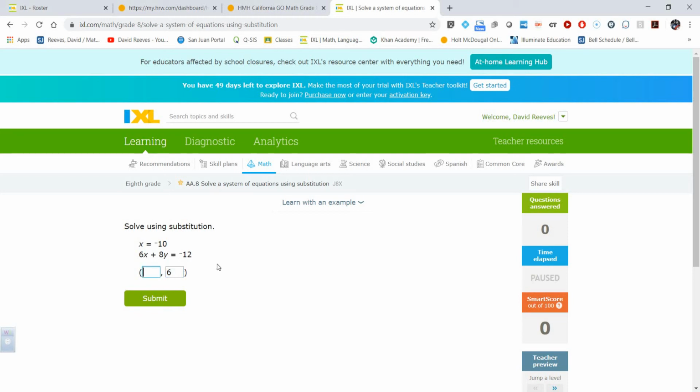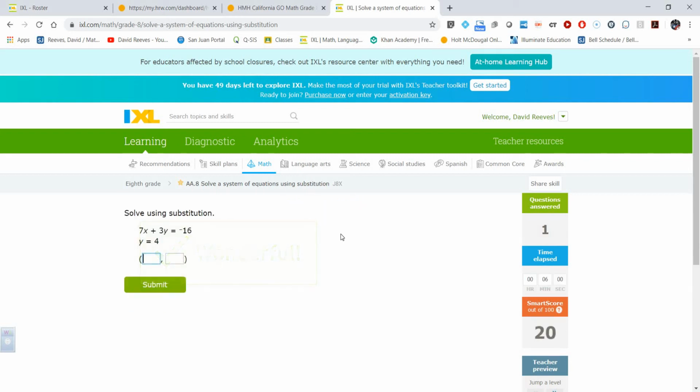So I can go over here, making sure I'm in the y spot, and put 6. And now normally we'd have to go back and find the other variable, but guess what? We already know the other variable. X is -10. So I'm going to go ahead and put that value in there. I'm going to hit submit, and ka-chow. We're good, right?